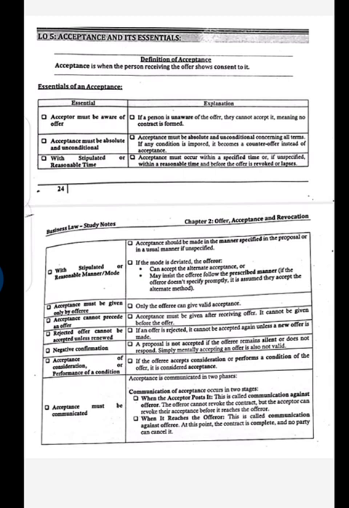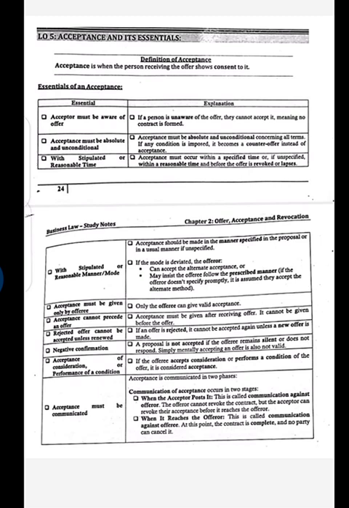Then acceptance must be given only by the offeree. Only the offeree can give valid acceptance, and acceptance must be given after receiving the offer. It cannot be given before the offer. So we cannot make an acceptance before the offer. Certainly there will be the offer, then there will be the acceptance.